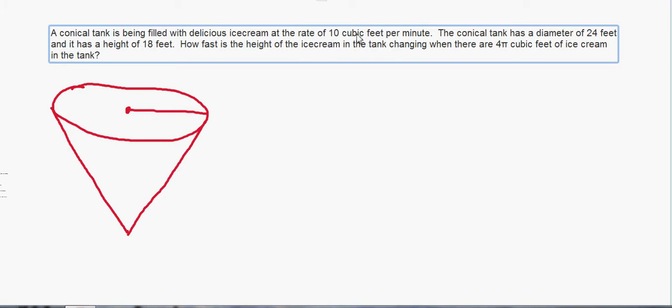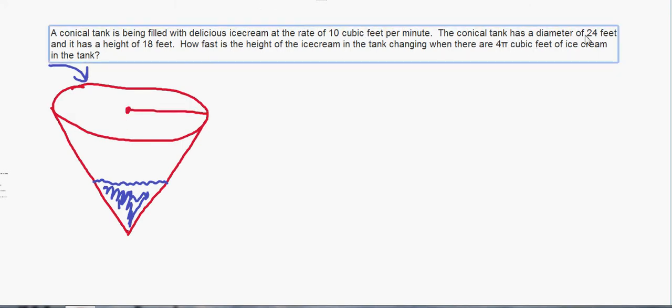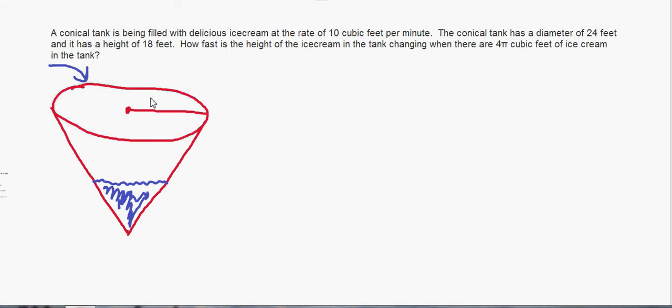So we know the rate it's being filled. And say ice cream is blue. So there's all this ice cream down in here, okay? There you go. And as time goes on, they're dumping in more and more ice cream. Okay. Now, we know that the conical tank has a diameter of 24 feet, which means the radius is 12 feet.